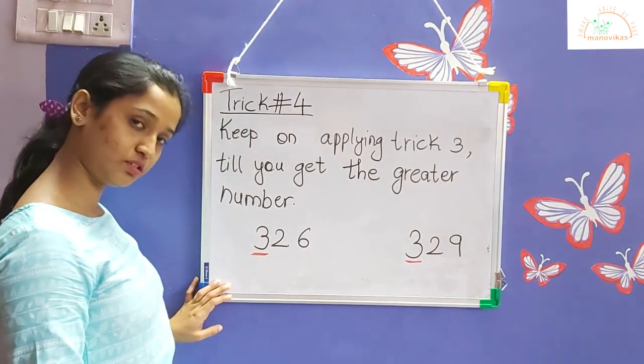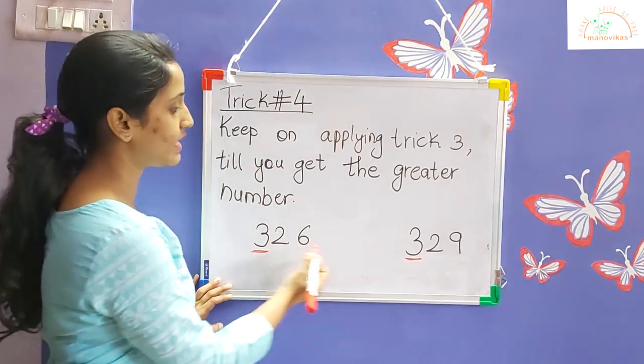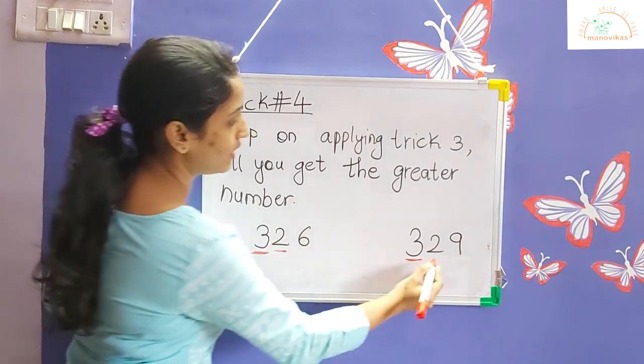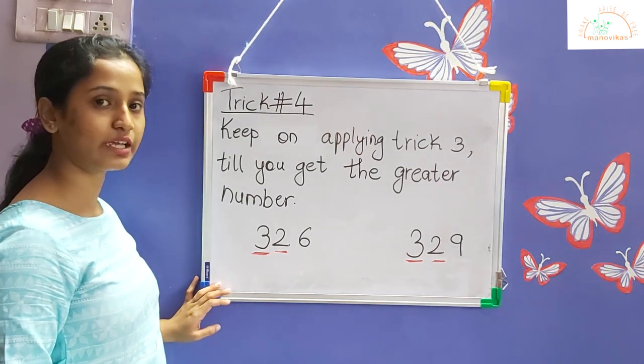Now we'll go to the third trick. The third trick says to compare the second digit of each number. Here we have got 2. Here also we have got 2. So the third trick is also not working.